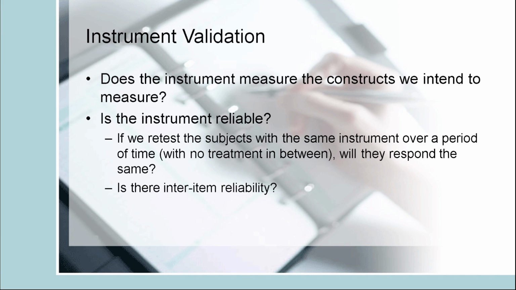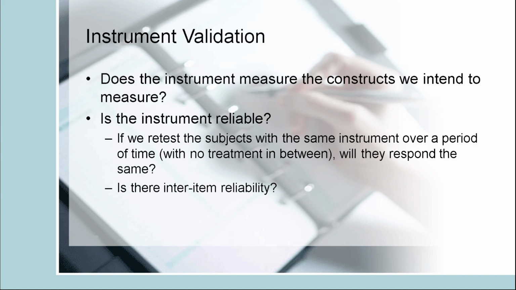So does the instrument measure the construct we intend to measure? Commonly, you are going to check the listed objectives you have, and each objective you cited in your chapter 1 should have an equivalent question in your instrument. So is the instrument reliable? When you say reliable, are the questions you have placed in the instrument published, or do you have a reference for them? If we retest the subject with the same instrument over a period of time with no treatment in between, will they respond the same?